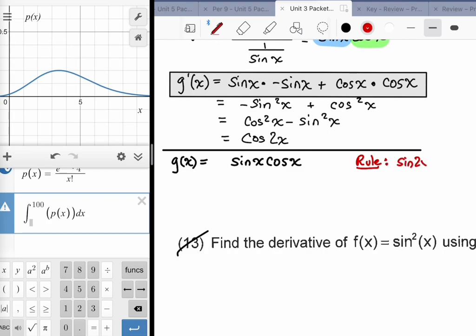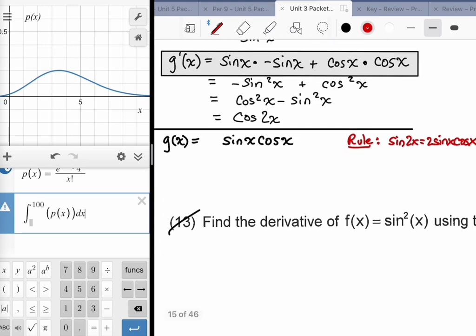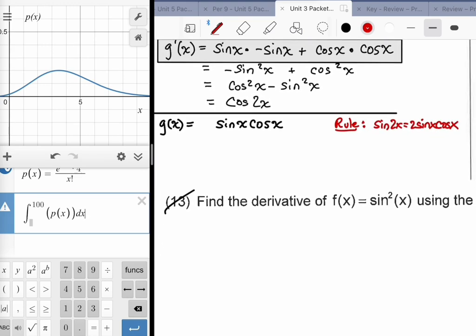Sine of 2x is equal to 2 sine x cosine x, the double angle rule for sine. That's almost what we have here. So close. That little 2's in the way. So I look at it and say, well, let's get rid of that 2.